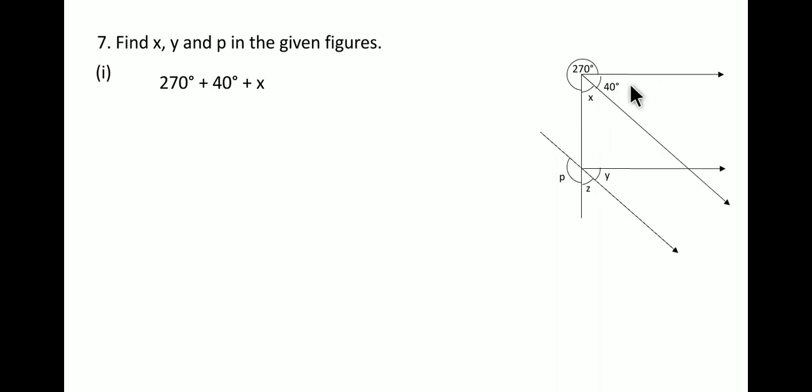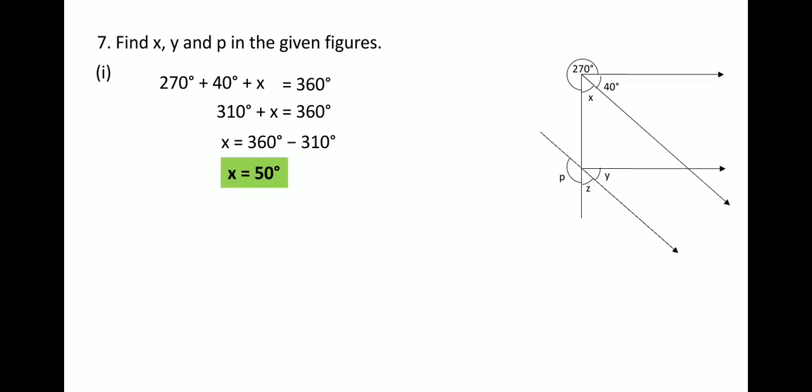So 270 plus 40 plus X is equal to 360 degree. Adding 270 plus 40, we will get 310 degree plus X equals 360. So X is equal to 360, this 310 comes over here as minus. So X is equal to 50 degree, and that's the first answer.